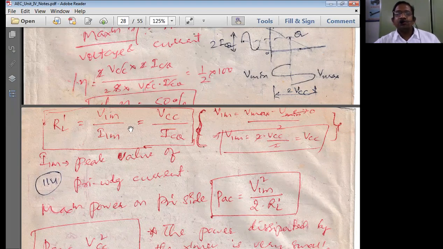So V1M is nothing but, using the formula, you can write Vmax minus Vmin by 2. Vmin is 0, so Vmax by 2. What is Vmax? It is 2 times VCC. Therefore, I can have a single peak value V1M equal to VCC.